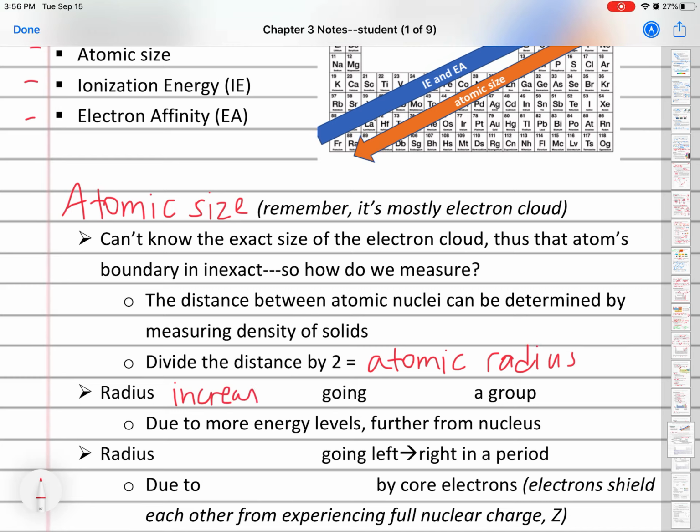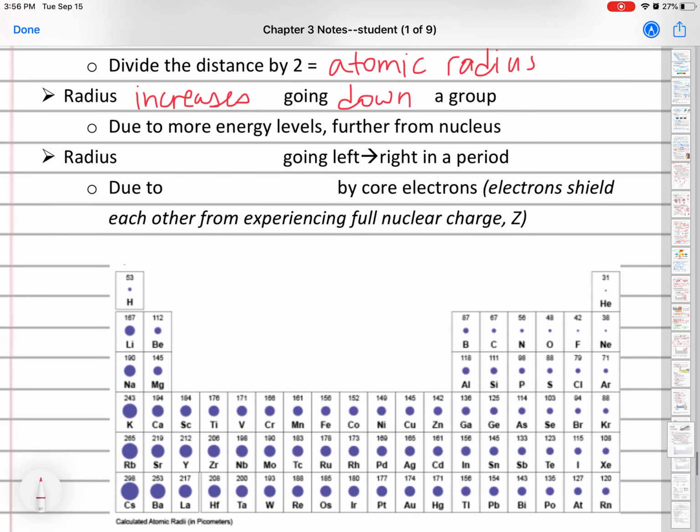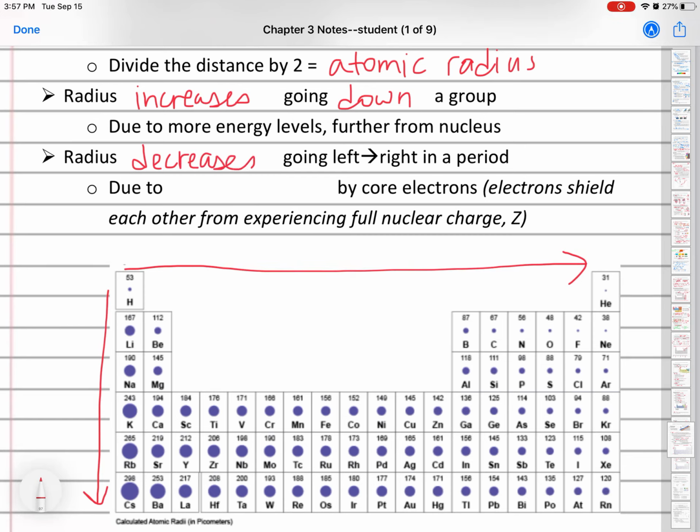So the radius increases as we go down a group, down a column. And that makes sense, and I'm going to show you my little diagram here, because as we go down a column, we're adding energy levels. We're adding levels of electrons. So it makes sense that they will increase in size as the atoms get more and more electrons and more energy levels. As we go across left to right, the radius actually decreases, as you can see in this image.